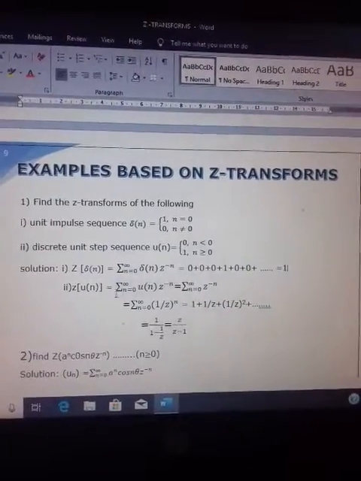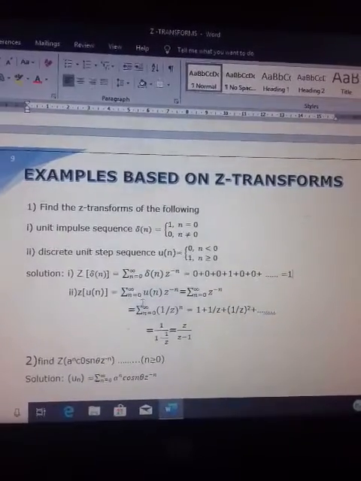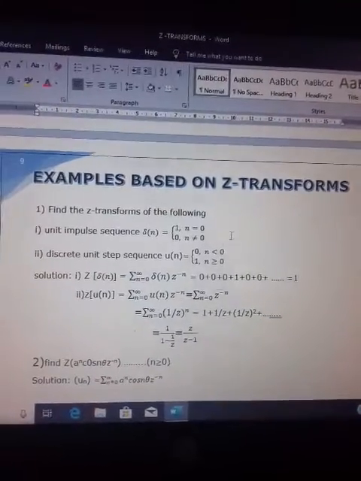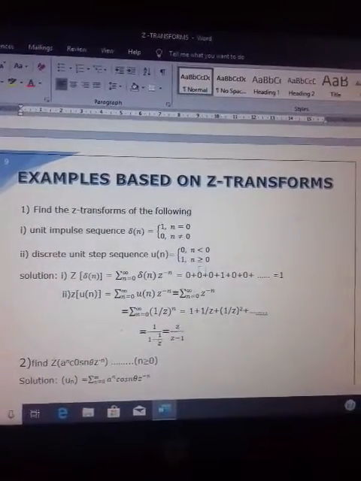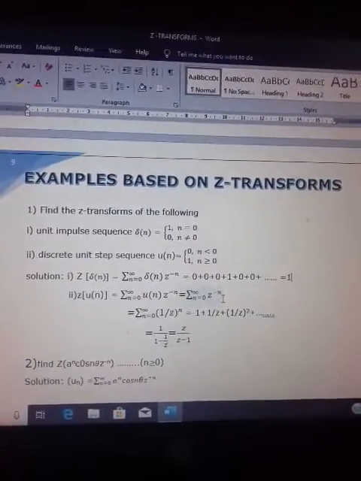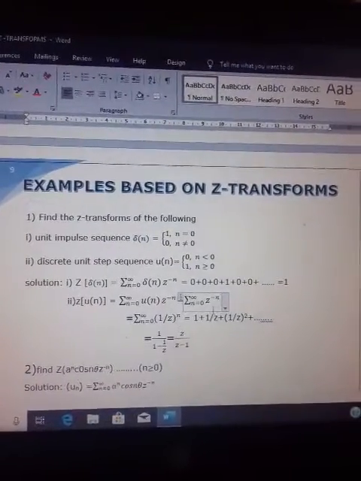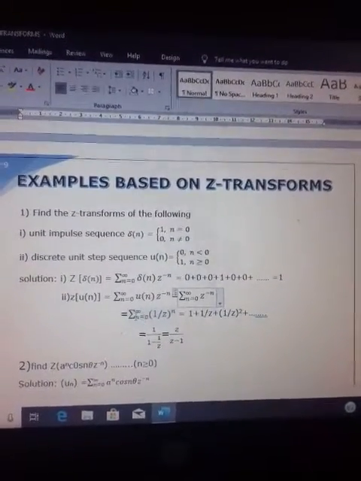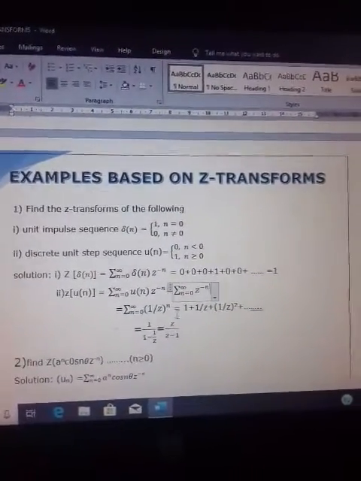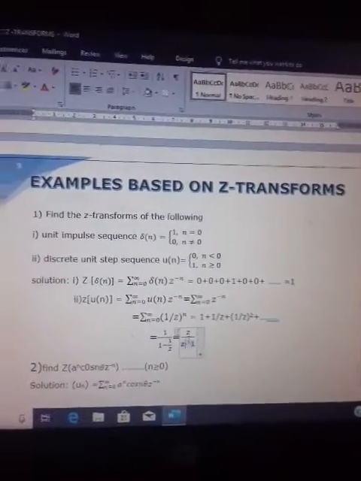Second, Z{u(n)} equals the summation of n equals 0 to infinity u(n) z to the power minus n. When n is greater than or equal to 0, the value is 1. So u(n) is 1, leaving only z to the power minus n, which equals the summation of n equals 0 to infinity of (1 by z) to the power n. When we sum this, we get the value z by z minus 1.